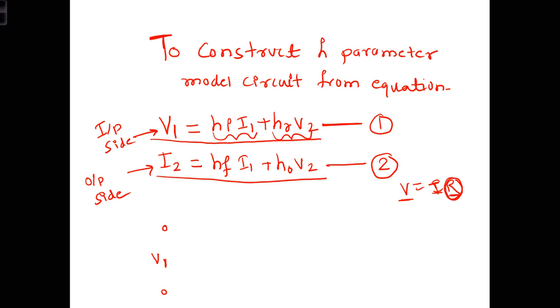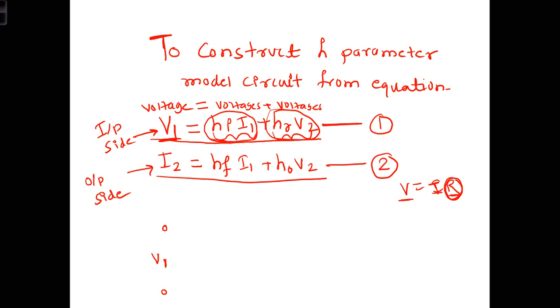See here, again I am telling you, this is V1. This is voltage. Voltage should be a sum of voltages only. Yes or no? You can only add voltages to get a voltage. You can't add voltage plus current and get some voltage. No. You can't add horses with donkeys. So this term must be voltage. So this V1 is HI into I1 plus another term.